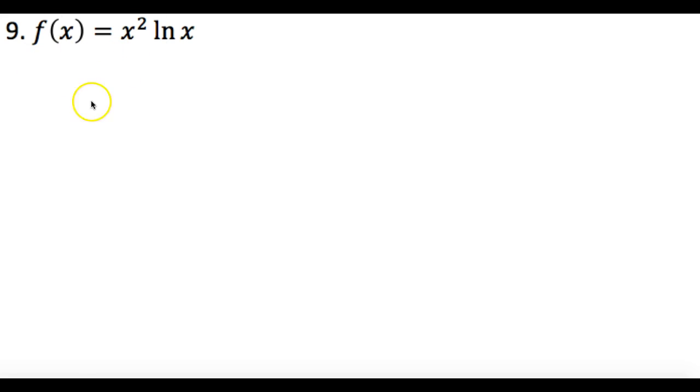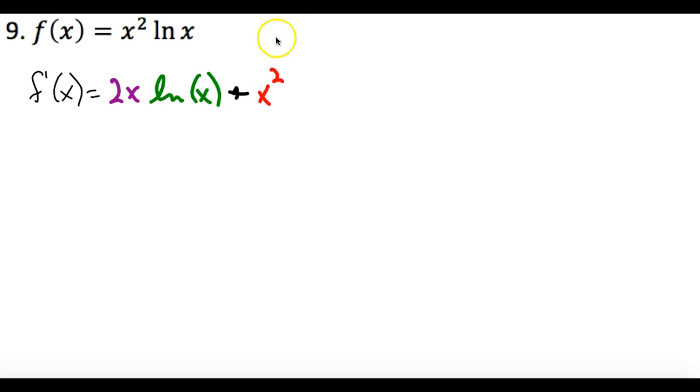So for this one, this is product rule, x squared times the natural log of x. So my derivative will be the derivative of the first, so 2x times the second, so times natural log of x, plus the first times the derivative of the second. So the derivative of natural log of x is going to be the derivative of the inside over the inside.